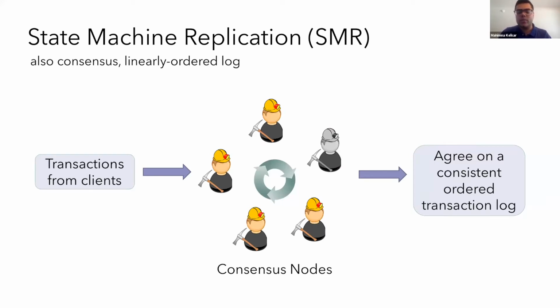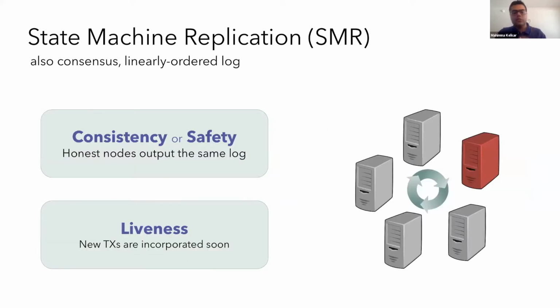There are transactions coming in from users, and the network as a whole needs to agree on a consistent ordered log. Now we usually expect two properties from consensus protocols. The first is consistency or safety, and the second is liveness. Consistency ensures that all honest parties will eventually agree on the same view of the final output ledger, so adversarial nodes cannot split the network's view. And liveness means that new transactions from users are incorporated into this ledger soon enough, so adversarial nodes cannot stall the network.